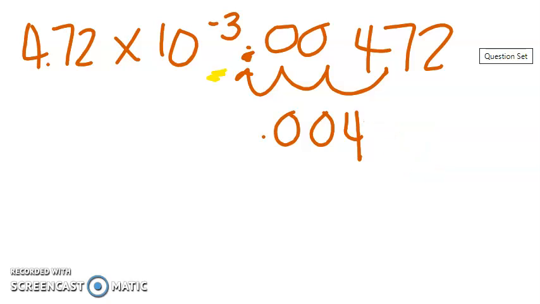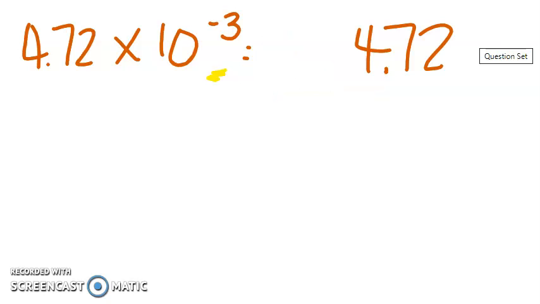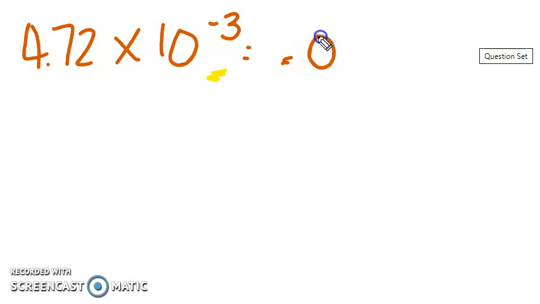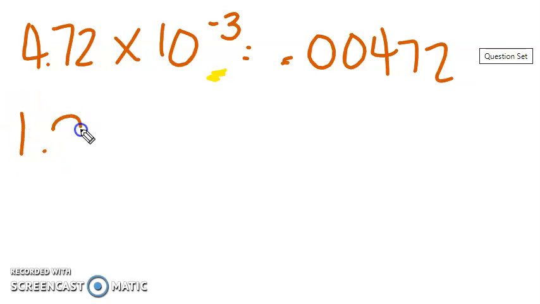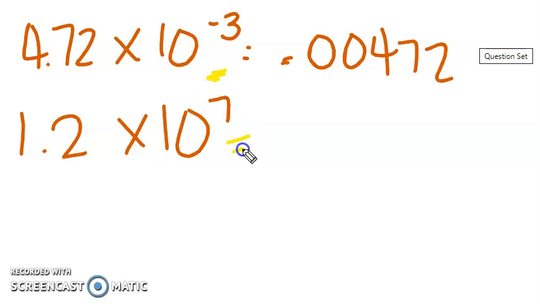Okay, so let me rewrite it. 0.00472. Let's say we had 1.2 times 10 to the 7th. Again, this is a positive exponent, so I know in the end my number needs to look larger. So if my number is going to look larger, the decimal needs to go back. I've got 1.2 and it needs to go back 7 times.